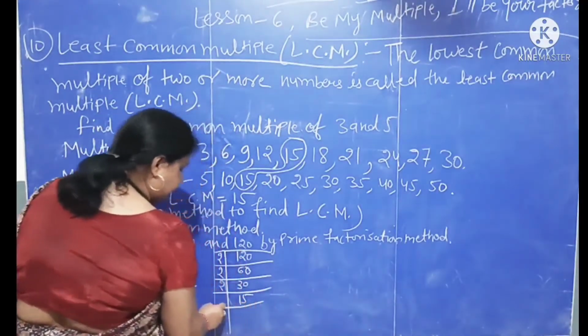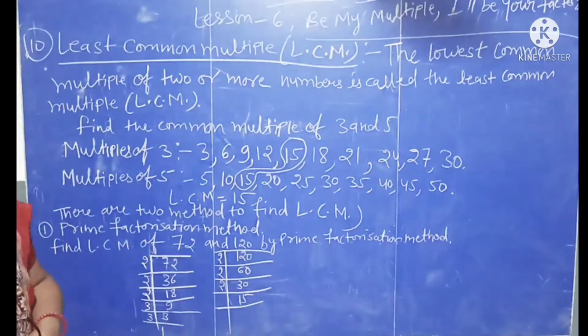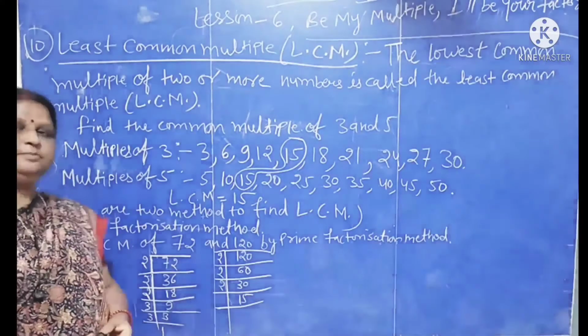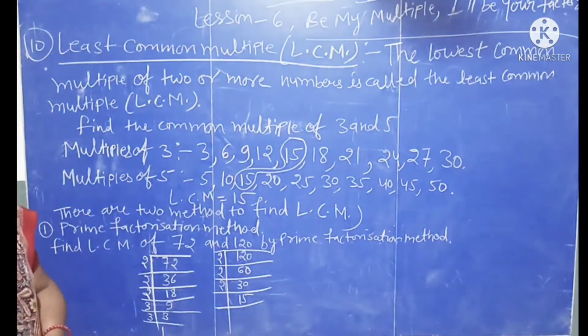Now, here is 15. 15 is not divisible by 2. So, what will we do? We take the next prime number. So, the next prime number is 3.